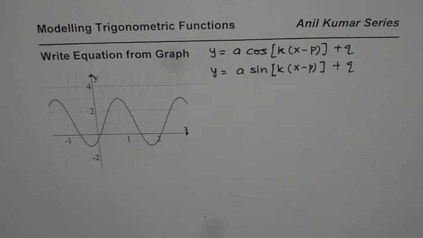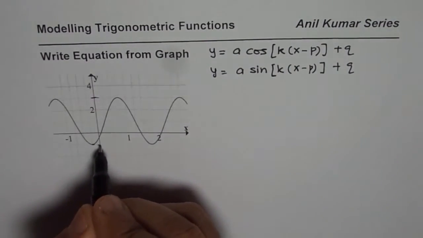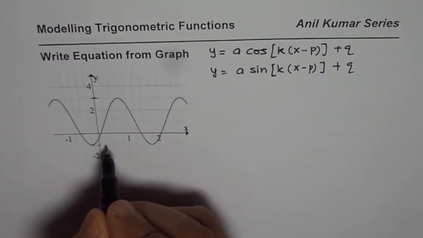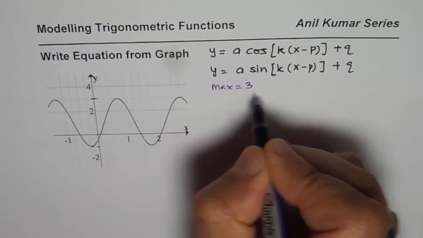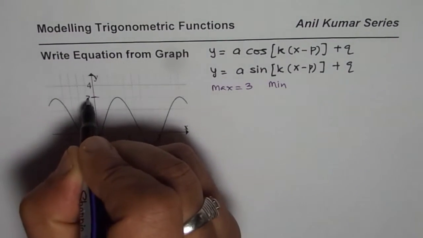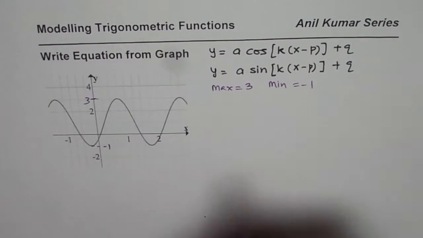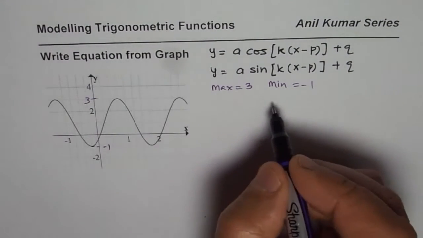In this video, I'll teach you how to write the equation in both degrees and radians from the given graph, right? So let's begin by reading the values straight away from the graph. Now, the easy values to read are the maximum and minimum. So from the graph, we say the maximum is 3 for us, the minimum is -1, correct? So that gives us the values for A and Q, right?